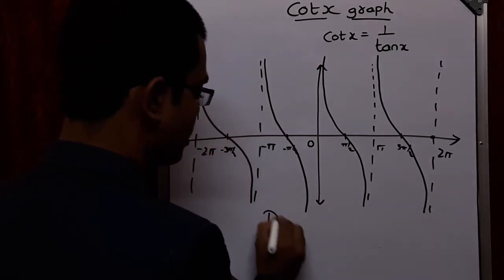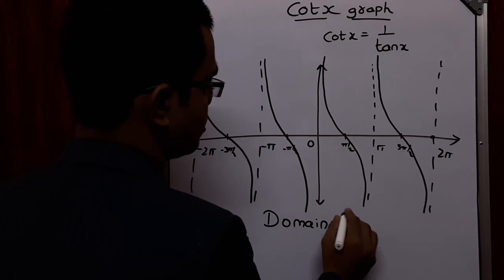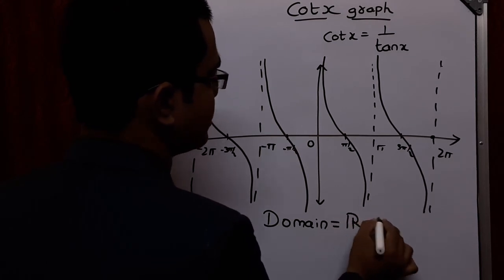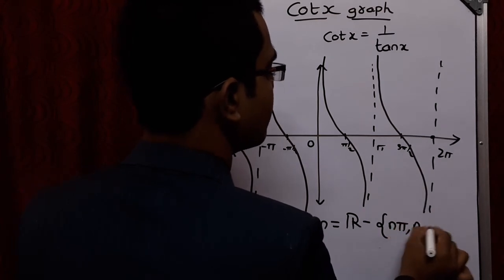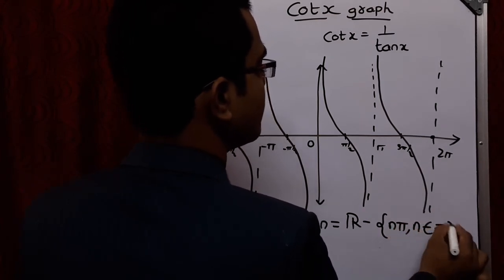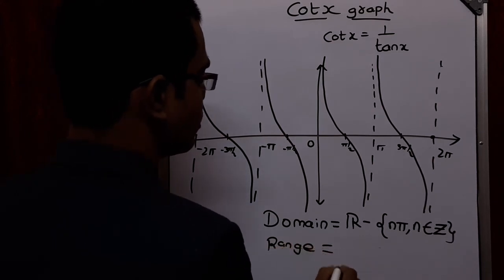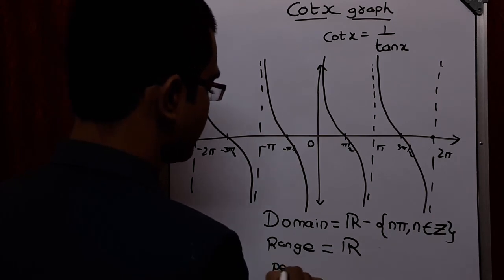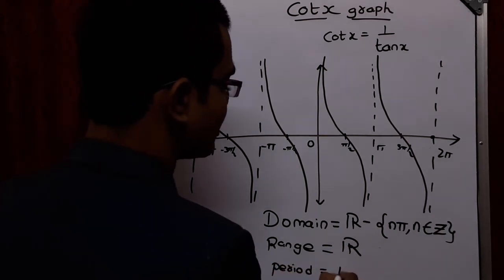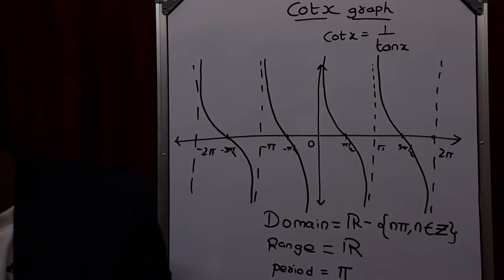So if you see carefully, the domain is going to become all real numbers minus the set n pi, where n belongs to the integers, and the range is going to become, I think all real numbers come under the range, and then the period is going to become the same as the tan period, that is pi. I think friends, this is all about the graphs.